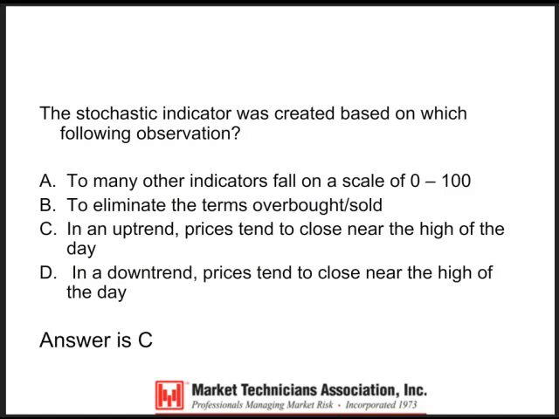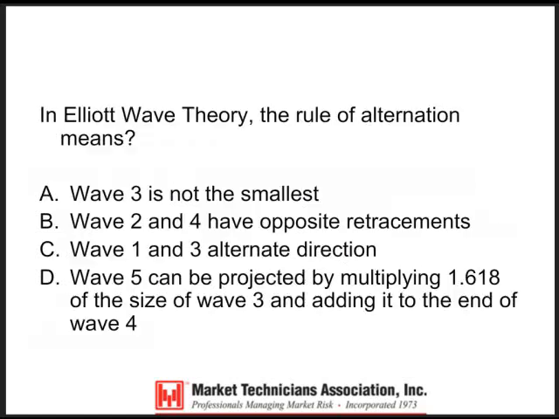Tending to close near the high of the day in a downtrend, letter D, not exactly. It does not fall really on a 0 to 100 scale like RSI does. It oscillates around the 0, and to eliminate the terms overbought and oversold, certainly not true either. So it's based on an observation. So that observation is that prices tend to close near the high of the day.